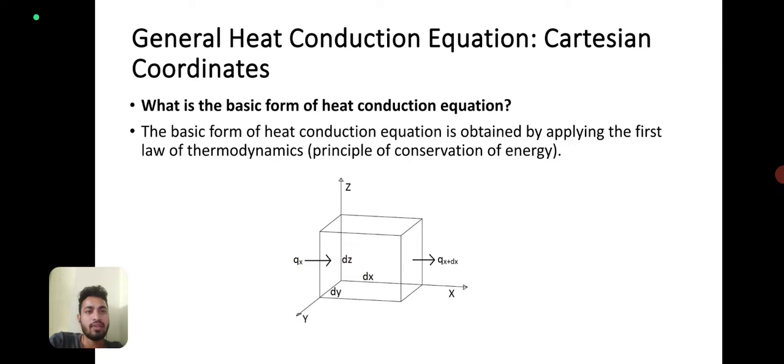The basic form of the heat conduction equation is obtained by applying the first law of thermodynamics, the principle of conservation of energy. Here we consider a body, a small element. Here Qx is the heat supplied to the body, and when we supply heat to a body, it generates some heat in that body, and the output is Qx plus dx.